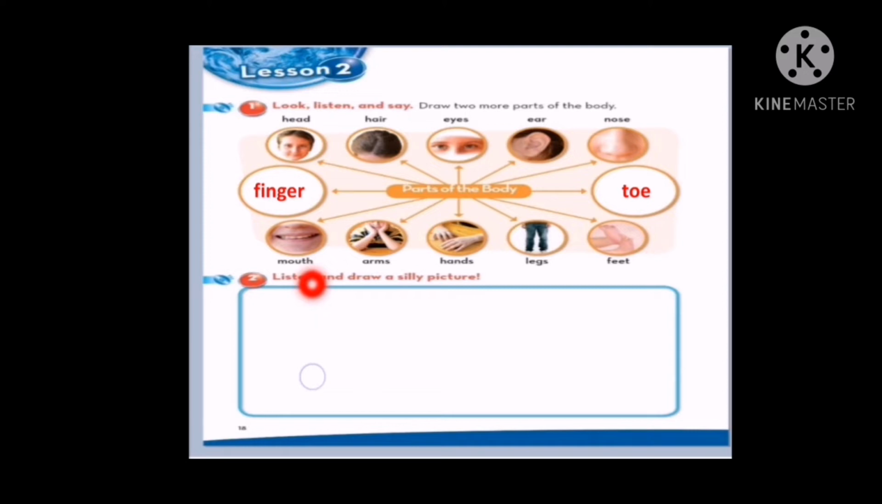Mouth. Remember that T and H gives us the sound th. So, mouth. And we added 2 new words, finger and toe. Finger means إصبع اليد, okay? Finger, it's a part of our hand. And the toe, it's a part of the foot, the toe of the foot. So finger and toe.